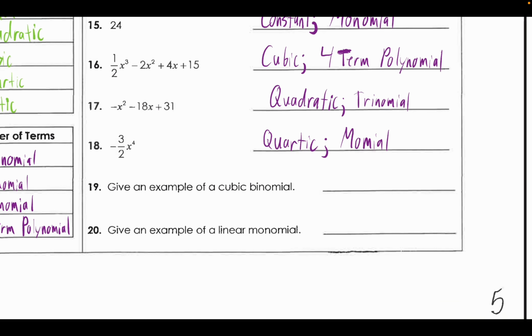19, give an example of a cubic binomial. So cubic means it has the highest degree of 3. So you could do just x to the third, or you could do a coefficient here if you want, such as 4, and then it has to have two terms, so we have to add or subtract something after this. So I could do plus 8, for example, or plus 8x squared, or minus 2x to the first, or something like that. And then on number 20, an example of a linear monomial. So a one-term monomial, but the highest exponent on the variable has to be 1. So this could just simply be x to the first. Or it could be 2x, or 3x, or 4x, or negative 8x, or whatever. Doesn't matter.